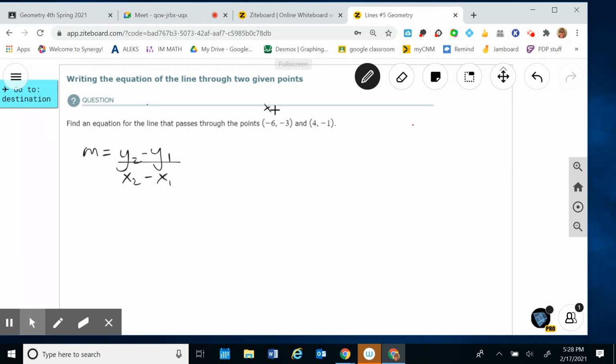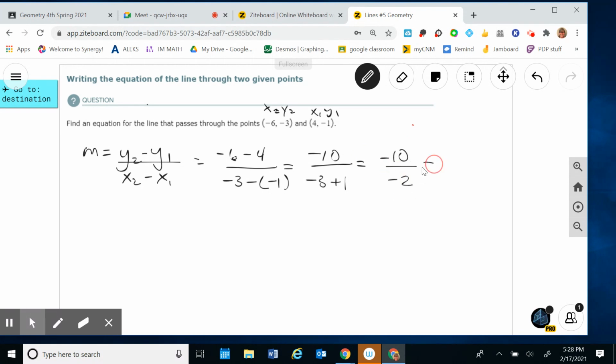Okay, I'm going to call this x2, y2 this time. And I'm going to call this one x1, y1. Okay, so x2, -6 minus 4 over -3 minus -1 equals -10 over -3 plus 1, which is -10 over -2, which equals 5. All right, that's the slope.